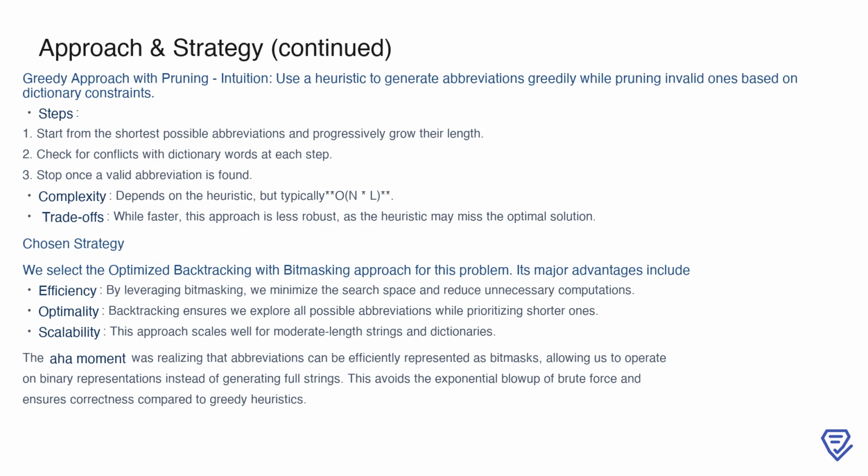After evaluating these methods, the optimized backtracking with bitmasking approach was chosen for its balance of efficiency, correctness, and scalability. By representing abbreviations as bitmasks, we avoid the exponential blowup of brute force and ensure accuracy compared to the less reliable greedy approach. The critical insight here is that binary representations allow us to operate directly on the structure of abbreviations, making this method both practical and elegant.